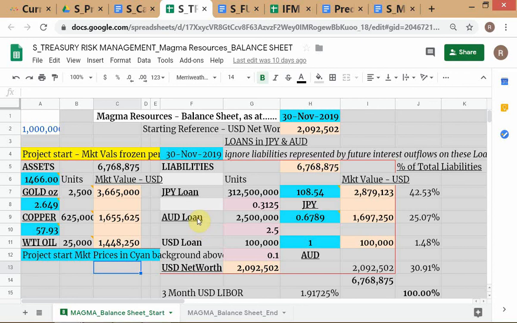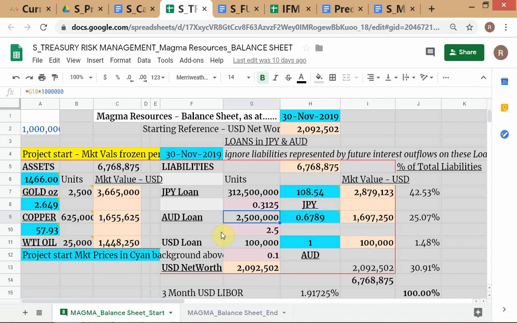Because if the Aussie strengthens against the US dollar, then the dollar value of their liabilities will go up, because each Aussie is buying more US dollars. Once you took a $2.5 million Aussie loan, the bank will want you to pay them back $2.5 million Aussie. Whatever happens to the Aussie FX rate, they are not concerned with that. So you will pay back only with US dollars.